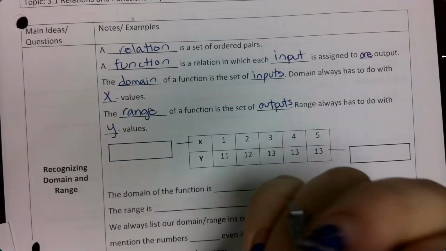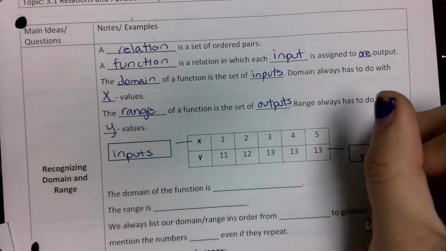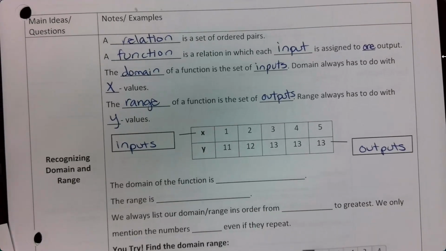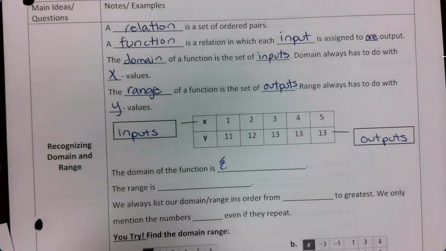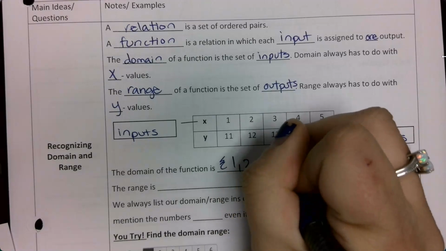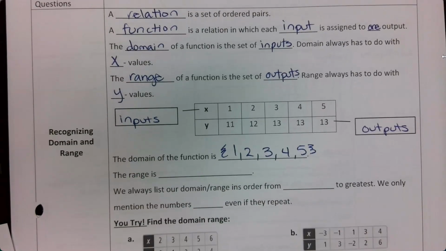Okay, so looking at this table of values, my x's are my inputs, and my y's are my outputs. So x is what I plug in, y is what I get out. Then I need to give my domain of the function. So what I'm going to do is put it inside of curly brackets, and then write all of my x values, and I typically want to do this in numerical order. So I have 1, 2, 3, 4, and 5. And then I close it off with my curly bracket.